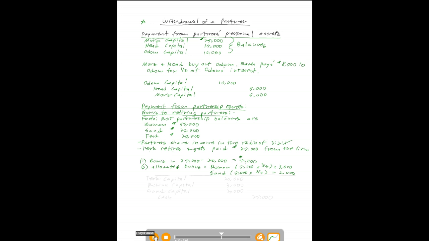So the journal entry is Turk's capital, the whole 20,000 comes off. Maybe I should draw a little line here so you can see. Turk's capital is debited for 20,000. Roman's capital is going to be debited for 3,000, and Sand's capital is debited for 2,000, and then the credit to cash of 25,000.